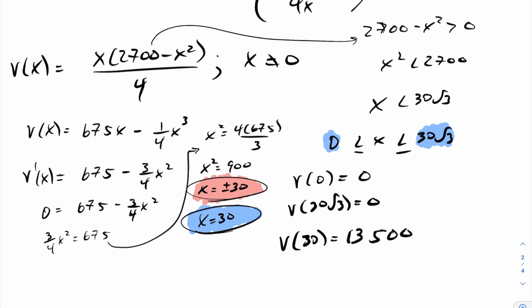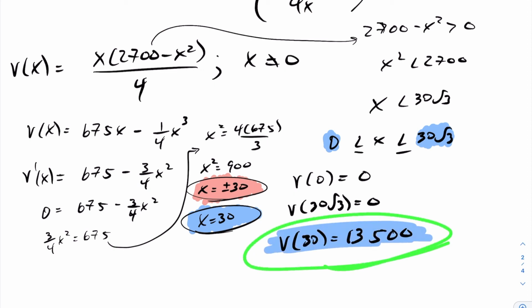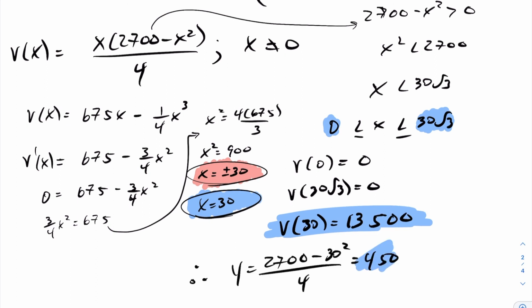If you evaluate the volume at 30, you get 13,500. So therefore, checking the endpoints, the largest volume is at the critical point of 30, so we have a maximum when x equals 30. Substituting this in and solving for y, we get y equals 450. So therefore, creating a box which is 30 by 30 on the base and a height of 450 centimeters will yield the largest volume.